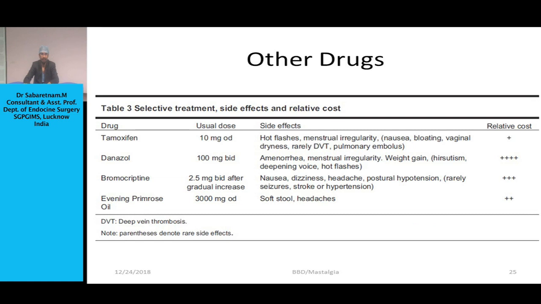The drugs and the side effects are given. Tamoxifen 10 mg OD is the usual dose given. Side effects are hot flashes and menstrual irregularities. Evening Primrose Oil 3 grams is the recommended dose; you can have soft stools and headache. Bromocriptine, second line: nausea, dizziness, headache, postural hypotension. Danazol can cause amenorrhea, menstrual irregularity, weight gain, hirsutism, deepening of voice, and hot flashes.